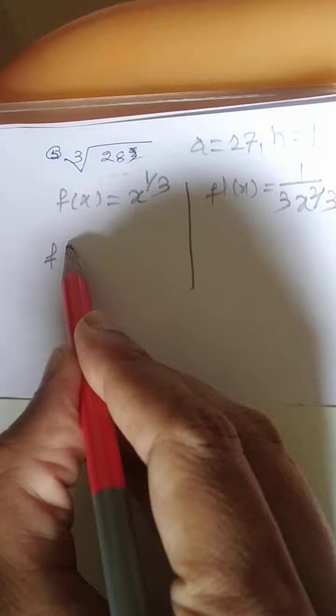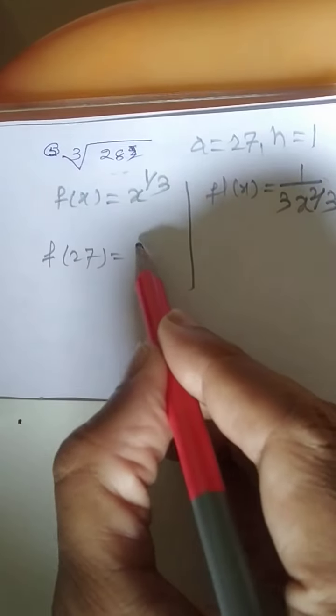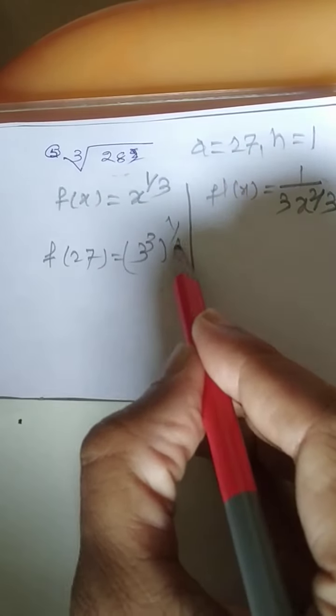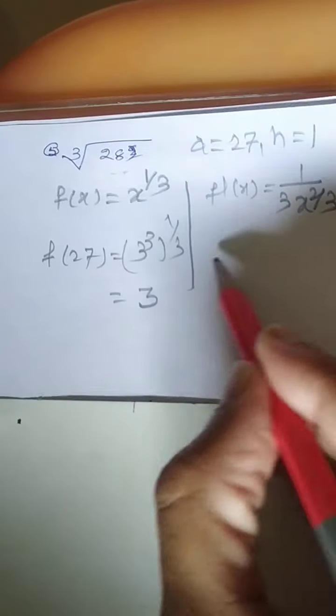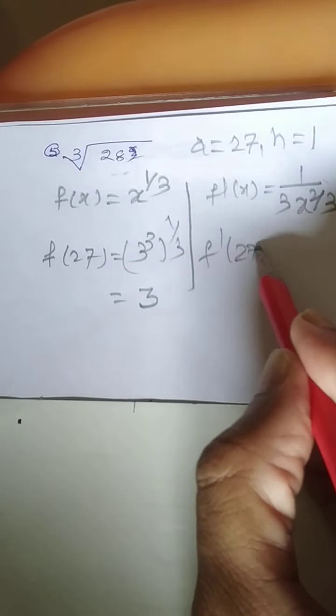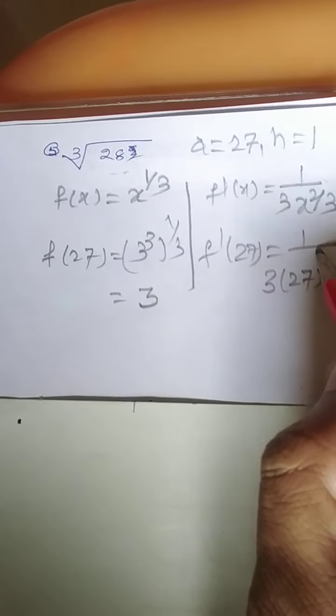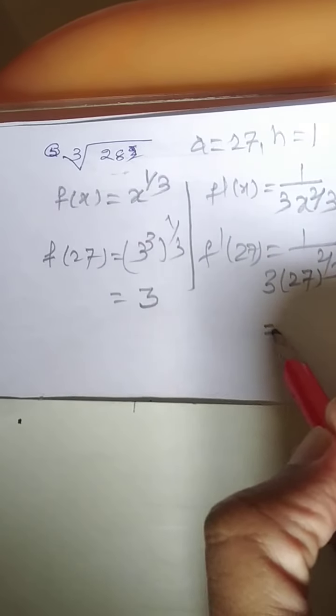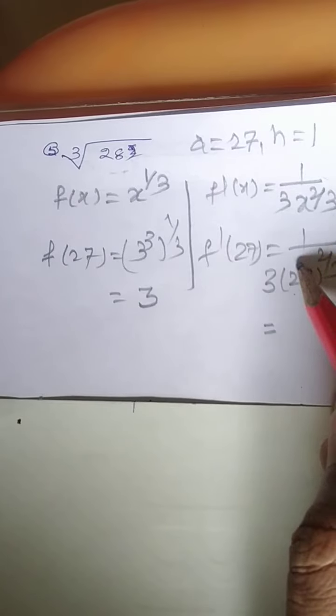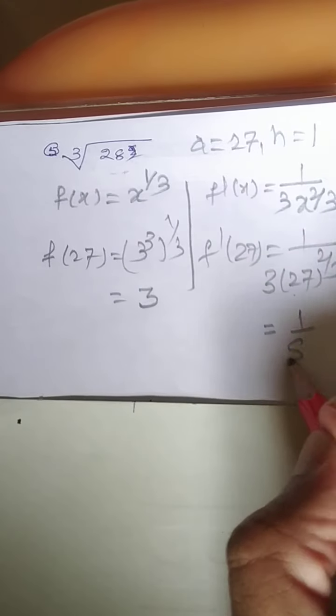Now f of a, f of 27 is nothing but 3 cube raised to power 1 by 3. It will give you answer as 3. Over here f dash of 27 is nothing but 1 upon 3 times 27 raised to power 2 by 3. If you simplify, you will be getting this 3 cube, so it will be 1 by 81.